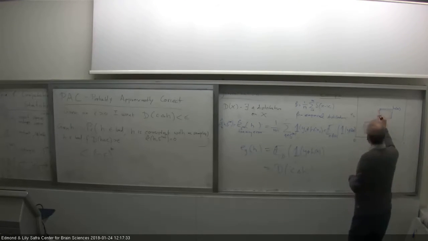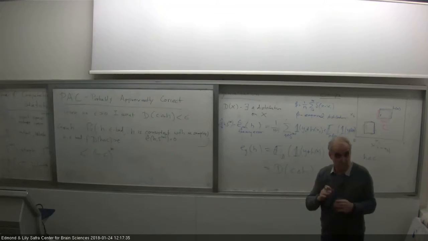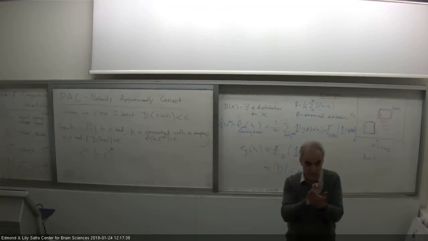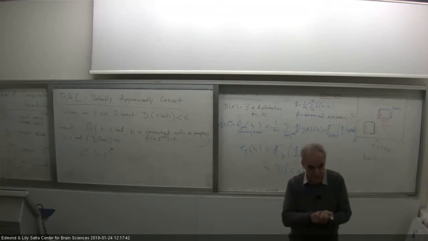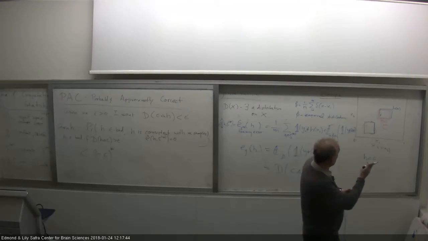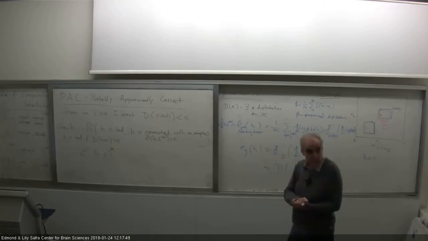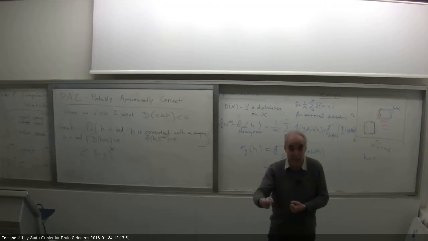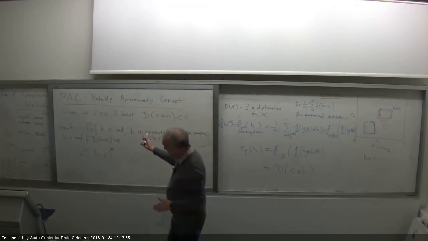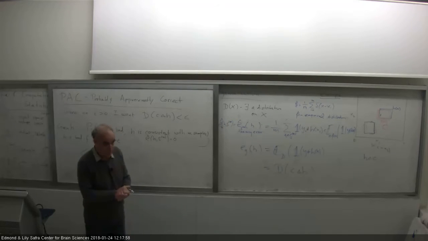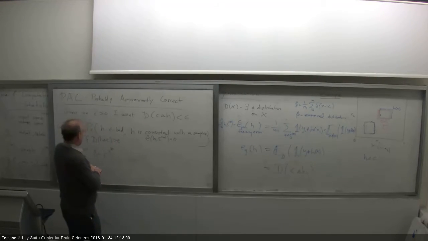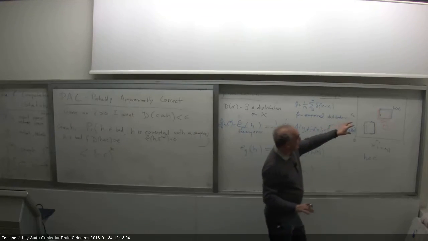The probability of hitting this by chance is the area, which is smaller than epsilon. So the probability that I miss it is greater than 1 minus epsilon. Okay? The probability that I miss it m times is less than (1 minus epsilon) to the m. It's the probability that all the m samples independently miss this area. Okay, so this is an upper bound of this probability. Okay, that's nice. But the problem is that this was true for one particular h.